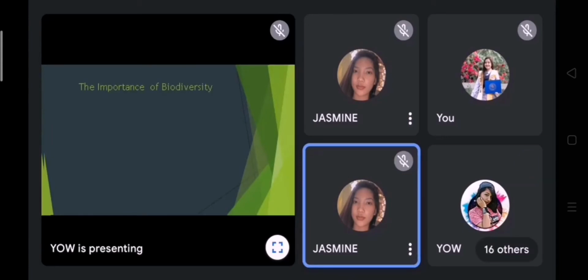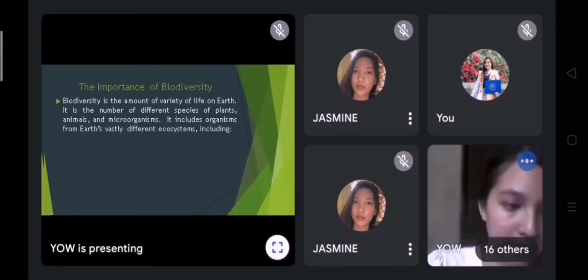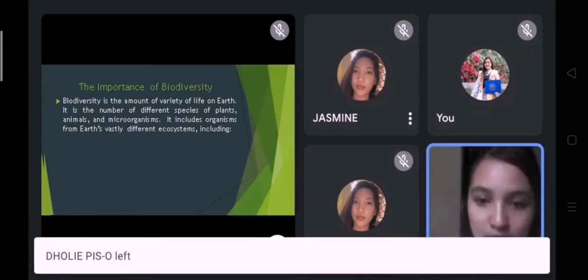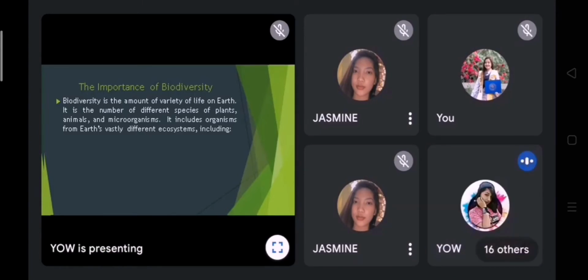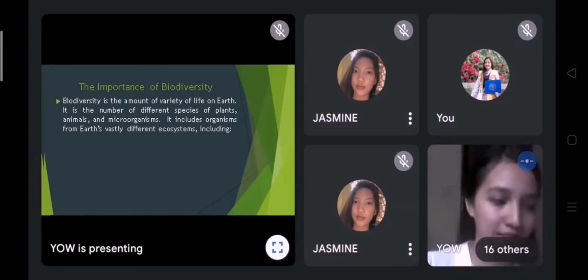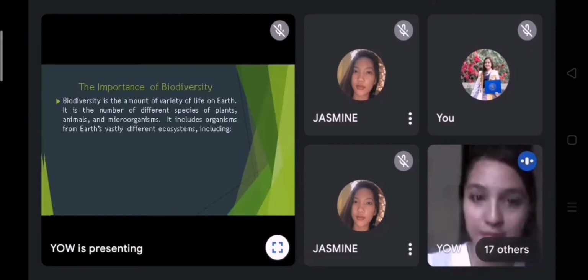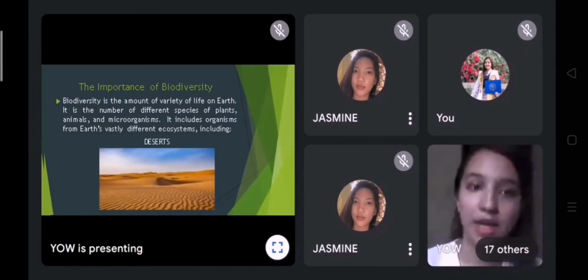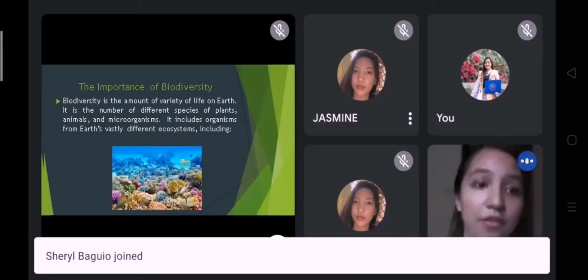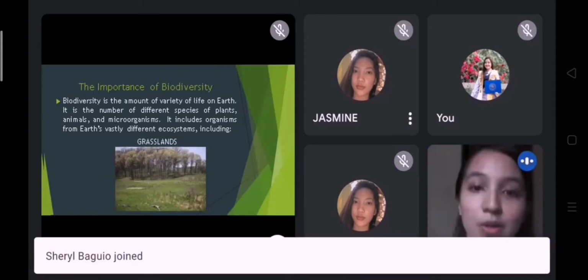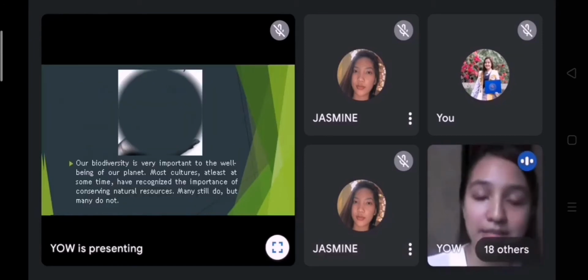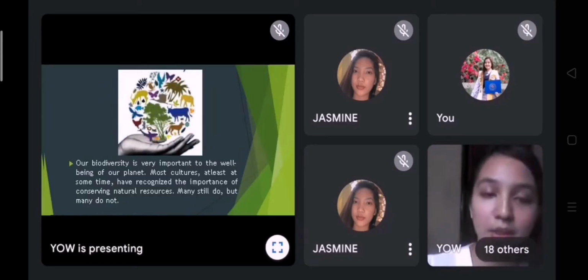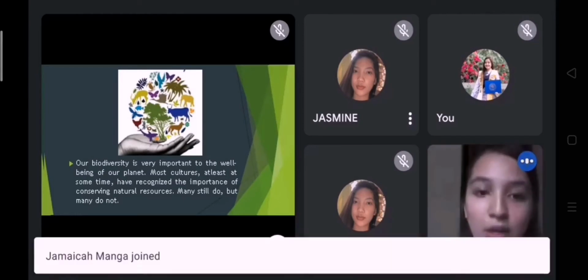The importance of biodiversity. Biodiversity is the amount of variety of life on Earth. It is the number of different species of plants, animals, and microorganisms. It includes organisms from Earth's vastly different ecosystems, including deserts, rainforests, coral reefs, grasslands, tundra, and polar ice caps. Our biodiversity is very important to the well-being of our planet.